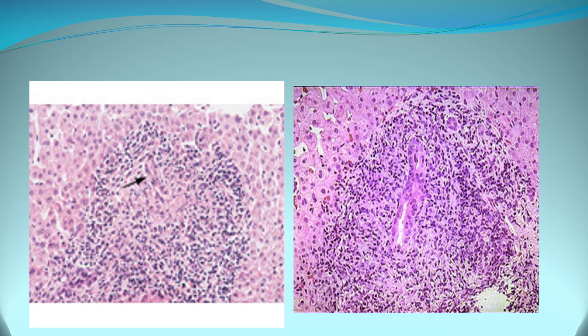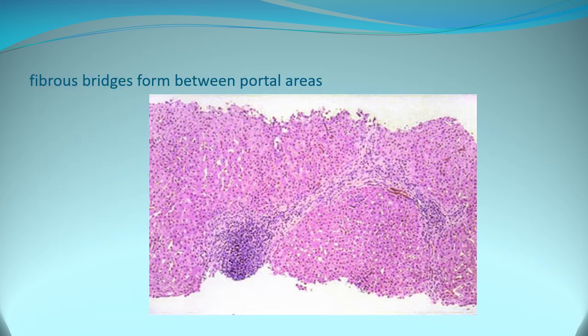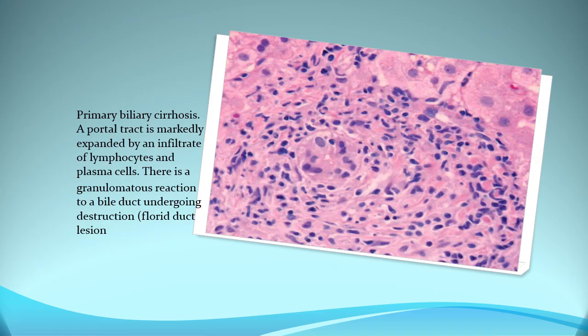Same way here also, the portal triad inflammation, chronic inflammatory cell infiltrate around the portal triad. And here is the fibrous bridging between one portal and another portal area. And here is the granuloma formation. This is the poorly formed granuloma. It is a non-suppurative type of granuloma with the florid duct lesion.